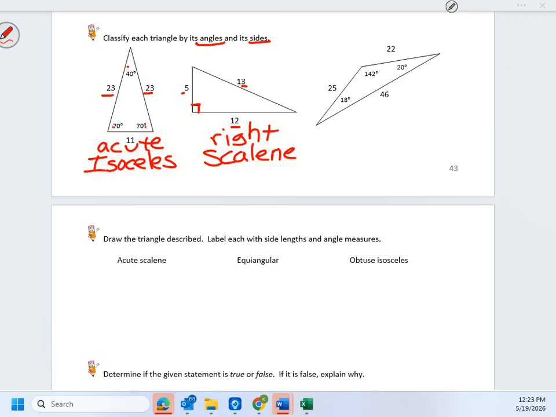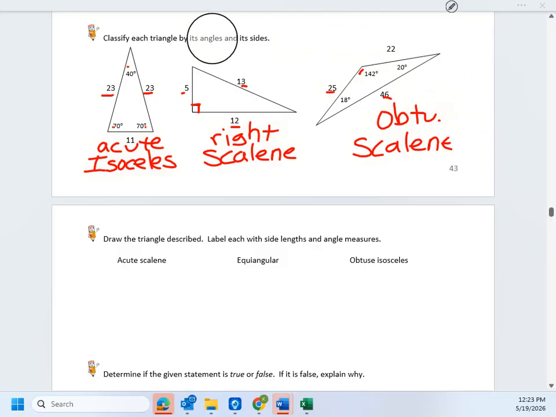Last one. What would I call that triangle? Elliot? Scalene, because all three sides are different. What else would I call it? Bo? Obtuse, because I have one angle that is bigger than 90 degrees. So always, always, always look at the directions. If it's asking me to put two names to it, I need to put both names. Directions, those little details.